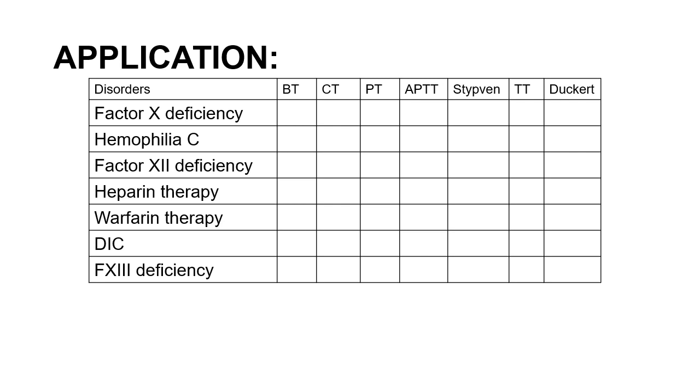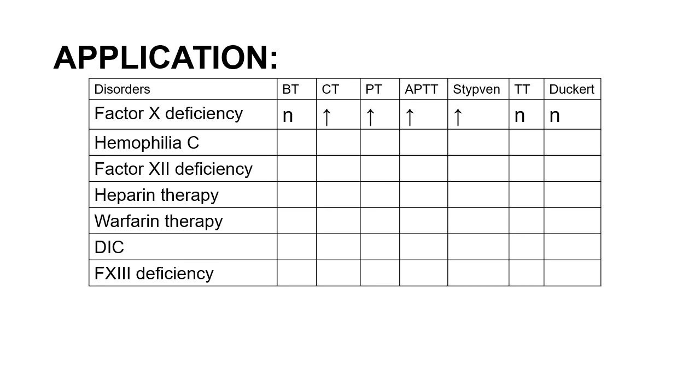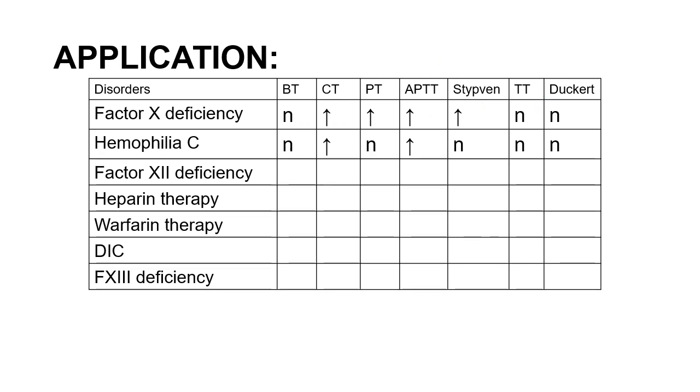Next group of problems naman tayo. Okay, factor 10 deficiency. Normal ang BT, prolong CT, clotting time, prolong ang PT, APTT, and stiff vein kasi common pathway. Normal thrombin time, normal Duchert's test. Next naman, hemophilia C. Ano ang clotting factor deficiency dito? Your 11. Okay? So, normal bleeding time, clotting time prolong, PT is normal, APTT prolong, stiff vein, thrombin, and Duchert's test are normal.